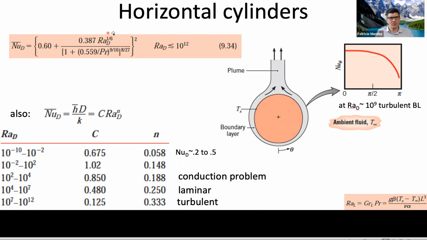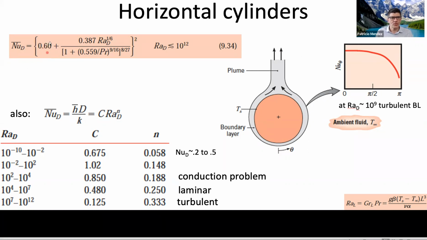And although for zero velocity these correlations are not right, for very small values of velocity, they are good. And this 0.6 value is what accounts for these conduction effects happening. You see that this is raised to the square.